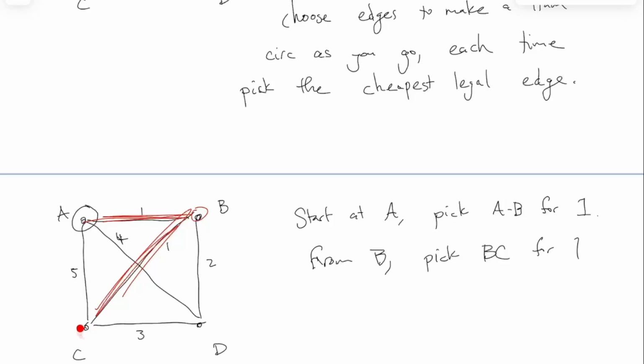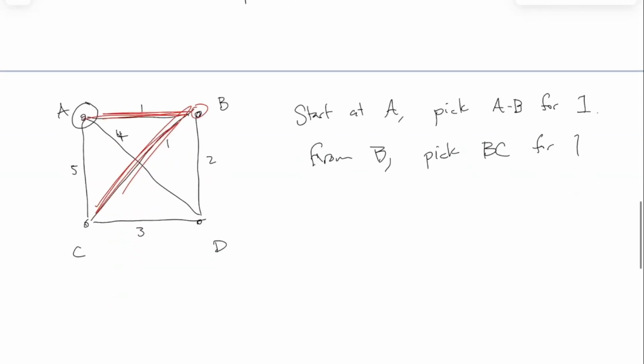Now from C here, I look at 3 or 5. Actually, you should take the 3. Actually, the 5 is not even legal in this case, because if you take the 5, you would have finished your circuit early. That's a sub-circuit, which is not allowed. So from C, I should not go to A. I mean, that's because 5 is more than 3 anyway. I should go across to D. So now from C, pick the edge C to D for 3.